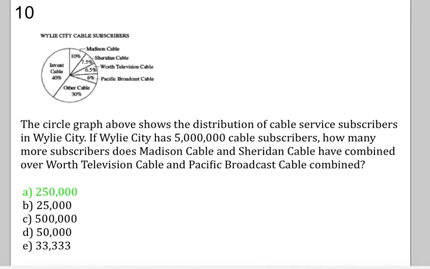All right, and if you've answered that one, you should have gotten A, 250,000. When you think about Madison and Sheridan, that's a total of 17.5%. And when you multiply that, 0.175 times your 5 million people, I think you get an answer. Let me see if I have this one. Yeah, 875,000 people.